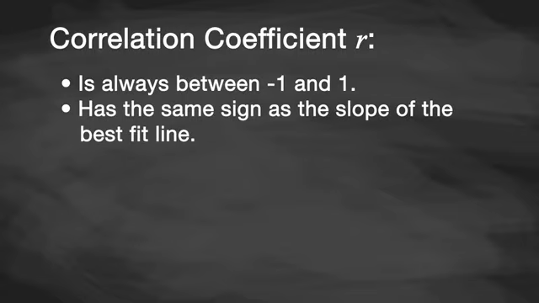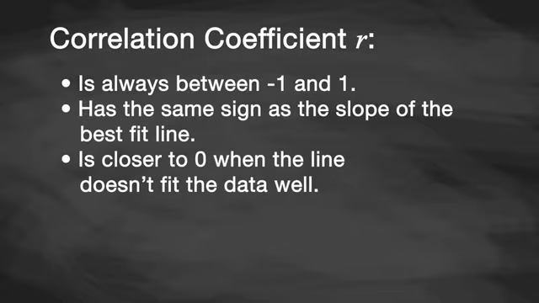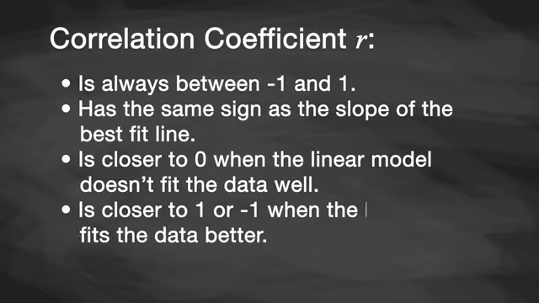The sign of the correlation coefficient is the same as the sign of the slope of the best fit line. The closer the correlation coefficient is to 0, the weaker the linear relationship is. When the correlation coefficient is closer to 1 or -1, the linear model fits the data better. Now let's choose the best correlation coefficient for several graphs.